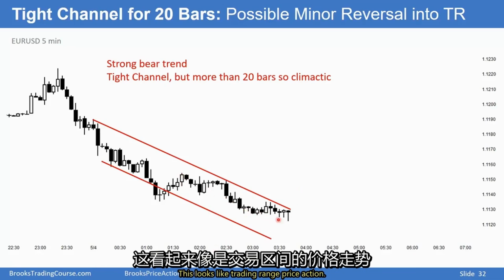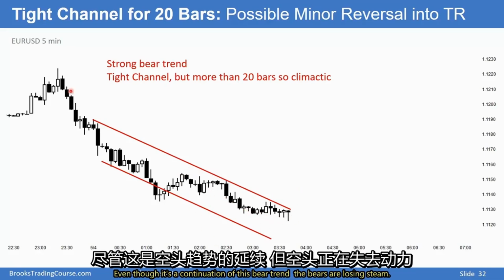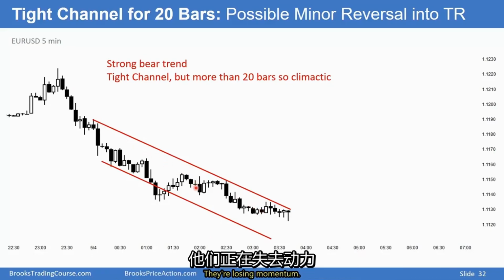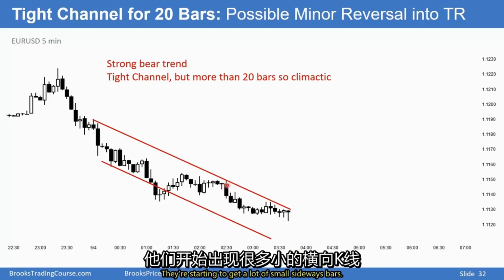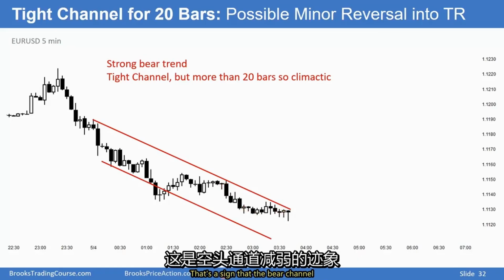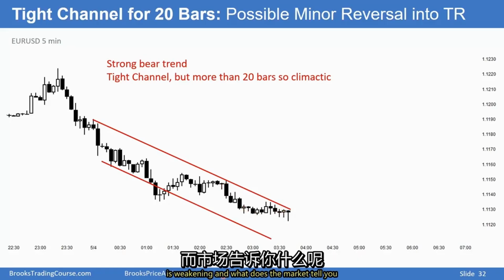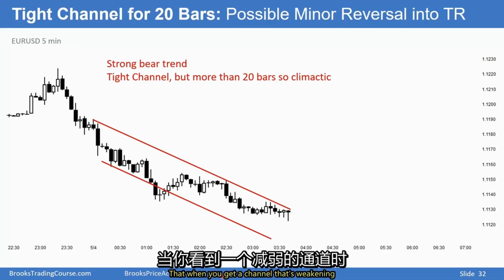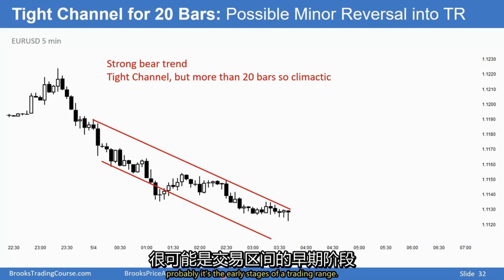This looks like trading range price action. Even though it's a continuation of this bear trend, the bears are losing steam, they're losing momentum, we're starting to get a lot of small sideways bars. That's a sign that the bear channel is weakening. And what does the market tell you? That when you get a channel that's weakening, probably it's the early stages of a trading range.